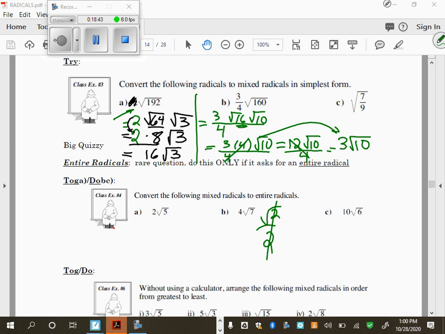I don't care how you do it. Either reduce first or multiply and then reduce. There's more advantages to reducing first, but it's usually not a big deal. It takes 5 extra seconds if you do it the other way. So whatever your brain feels like doing, that's fine. The final answer is 3 radical 10.